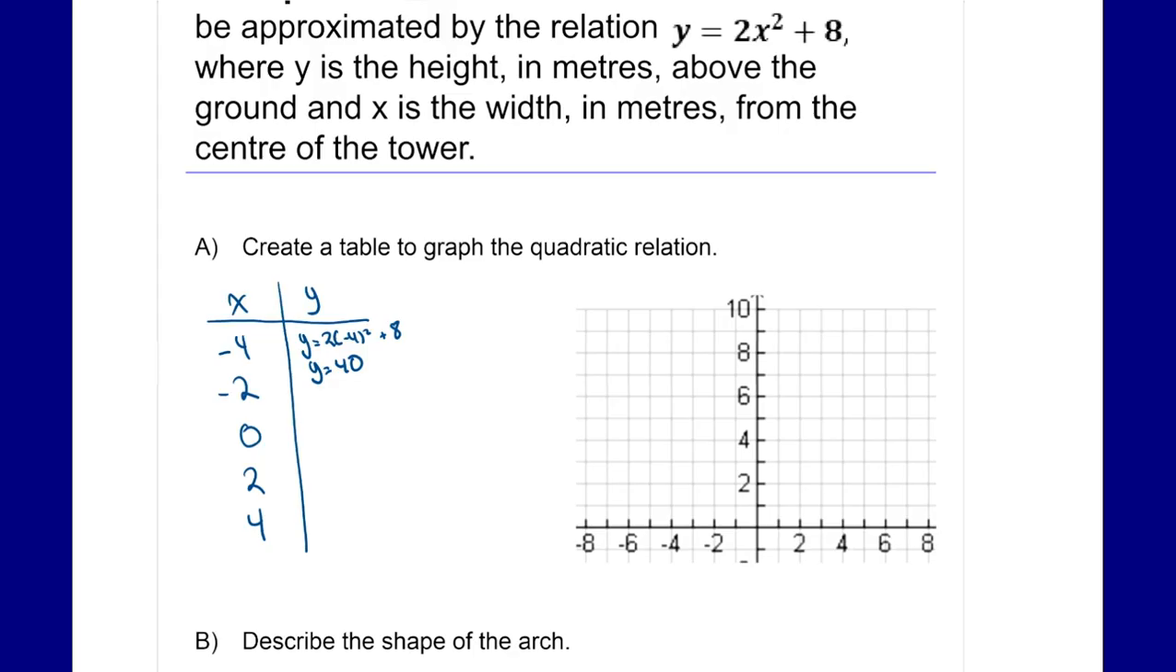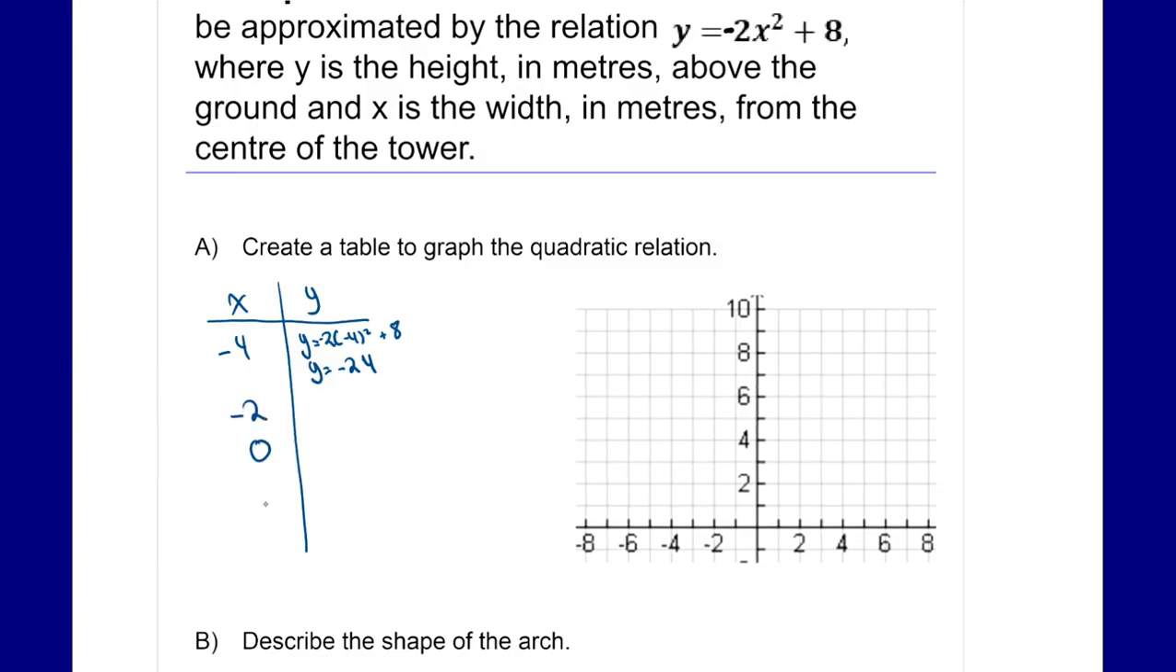I think we have an incorrect equation here. It should probably be negative, and I'm just doing that because of my prior knowledge of quadratic relations. So let's go back and make that change. So -2 times -4 squared plus 8 works out to -24. Okay, that I can't graph. But let's go through and do the next one.